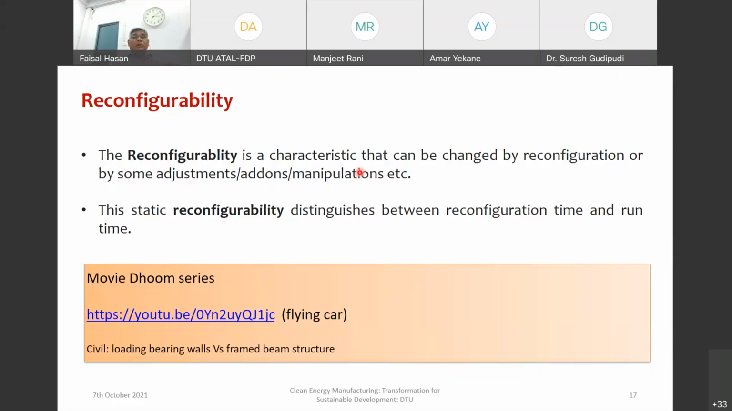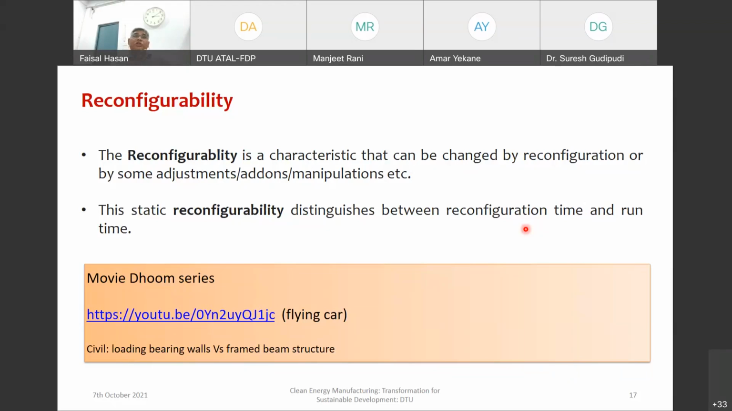Static reconfigurability distinguishes between reconfiguration time and runtime. When we talk of reconfiguration, such as converting a sofa into a bed, we first have to analyze how much time it takes. If the process of reassembling it into the shape of a sofa or a bed takes too long, then that reconfiguration is not sustainable. The reconfiguration process should be very fast and simple, and that is being worked upon. Though the idea is very old, the question is how quickly we can change from one configuration to another. So a trade-off has to be analyzed: what the reconfiguration time is, and how much we are capable of reducing it.